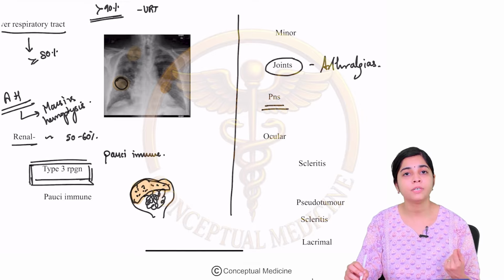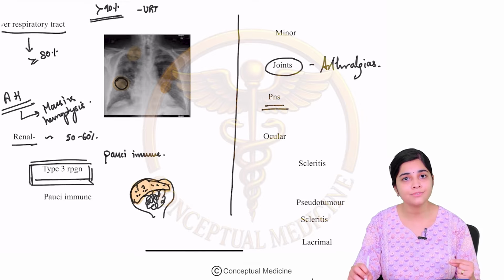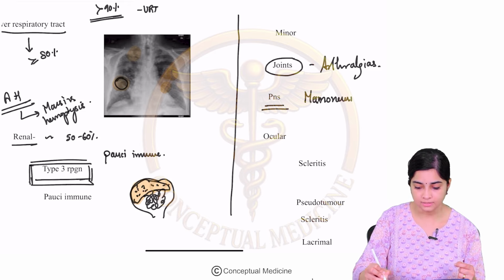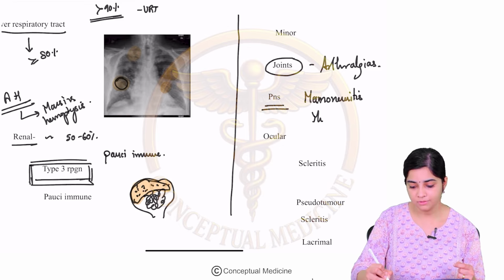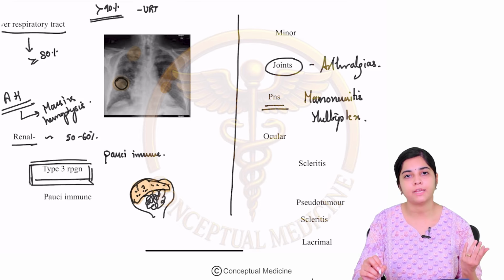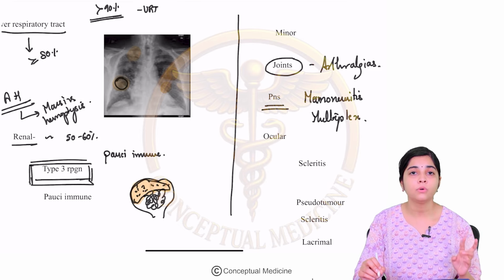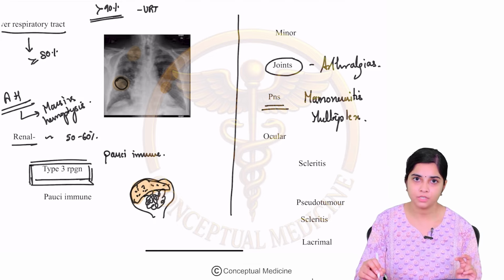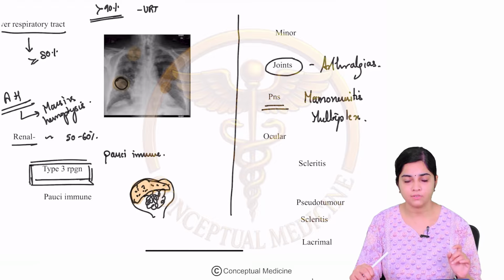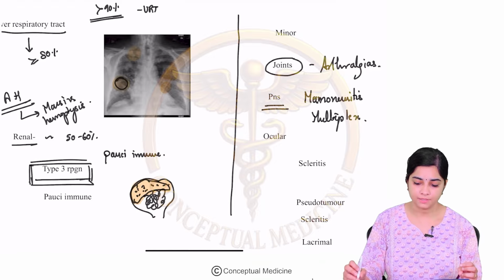There can be involvement of the vessels that supply the nerves themselves, and hence this can result in mononeuritis multiplex, where different nerves in different patterns of involvement can be present. Right? So no two anatomically contiguous nerves are involved. Different nerves are involved. This is your mononeuritis multiplex.